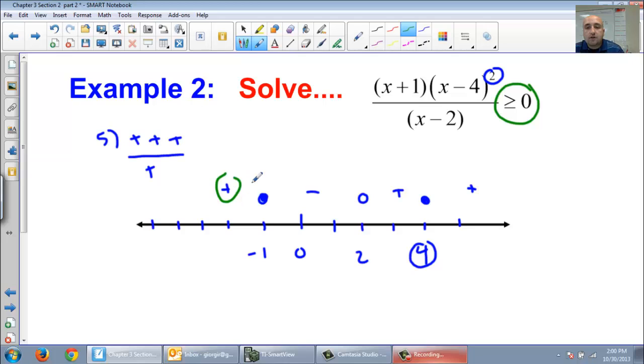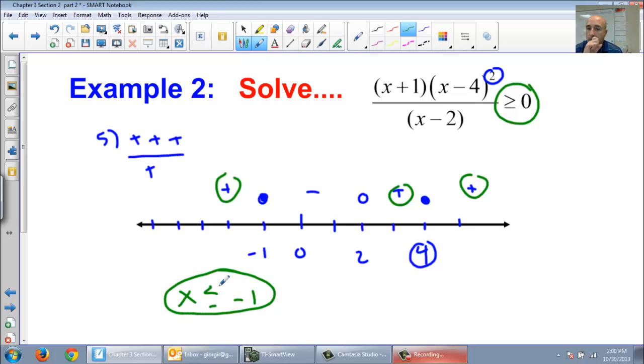Those are the positives. So I have 3 of those. So now I need 3 answers. Okay, let's do the one on the far left. It's everywhere to the left of -1 is positive. Left would be less than. I need the bar because it's a closed circle.